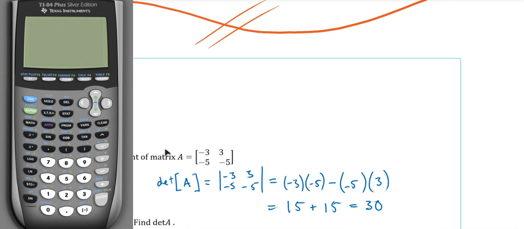We should also look at how to put such an entry into the calculator. Let's go to second matrix. Here we have a list of some matrices I've already stored. Going over to edit, let's change the dimension of this matrix to a 2 by 2 matrix and put this in as -3, 3, -5, -5. Once we've put these entries in, this is now what the calculator will have in its mind when I say matrix A. So going back to second matrix over to math, the first entry is det, for determinant. So now we're going to go back into the names of matrices and put matrix A right there, and it will tell us the determinant.